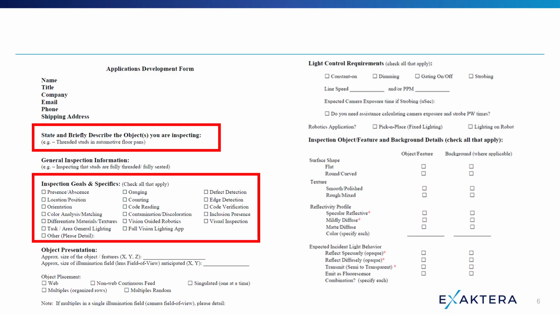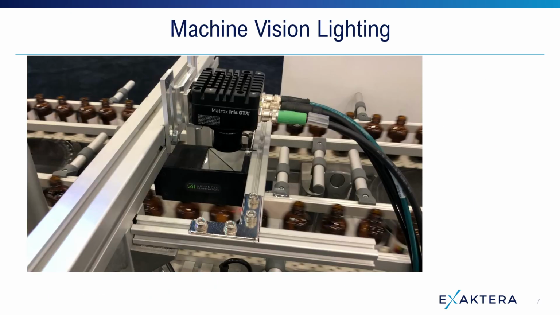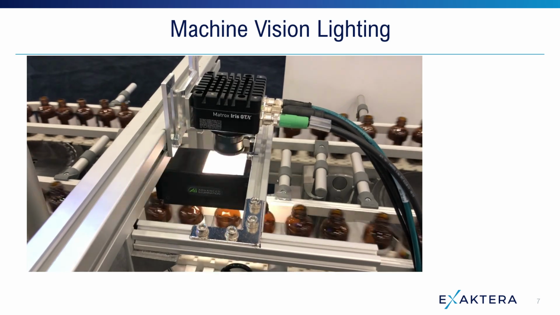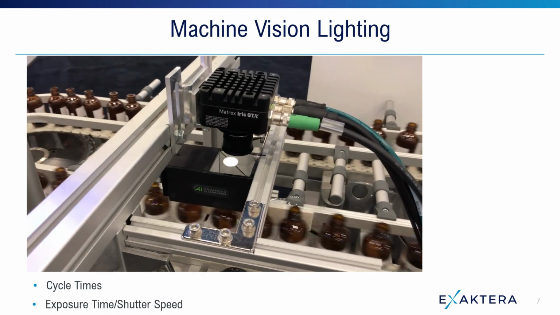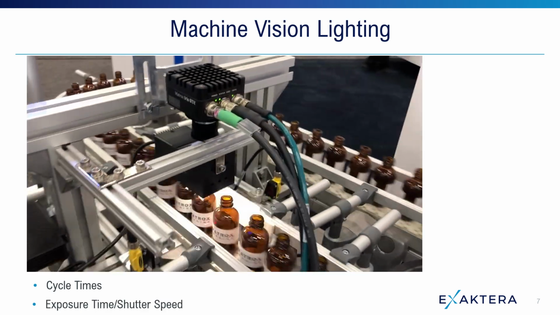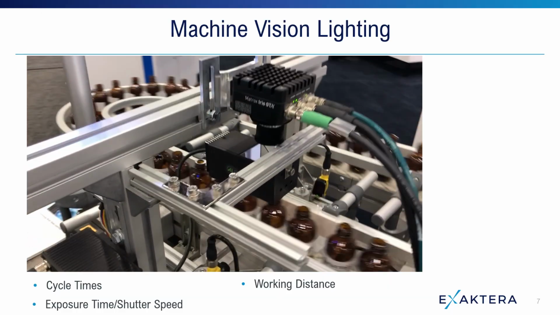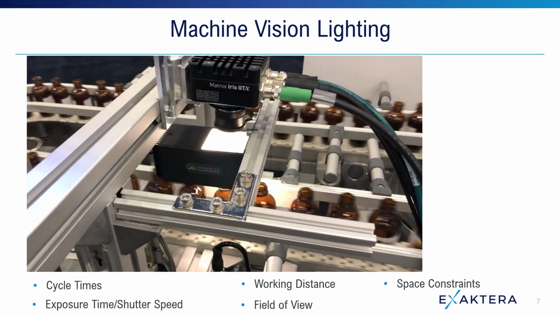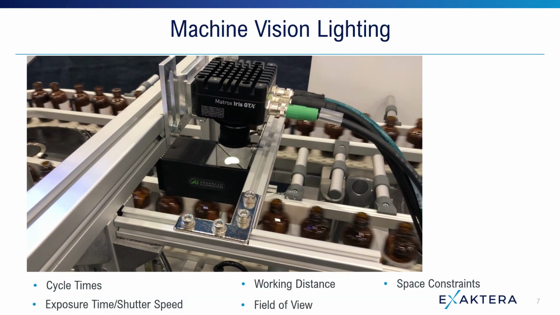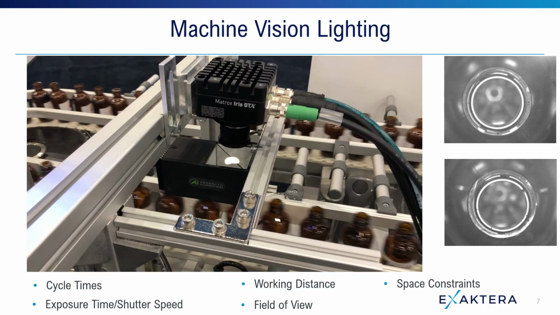Solving an application can sometimes even require the submission of actual samples of good and bad parts. The process of specifying the right machine vision light will likely also include information on inspection cycle times, desired exposure time or shutter speed, as well as the minimum and maximum working distances, your field of view, space constraints within the equipment, and other essential factors, all with the goal of making your application effective, consistent, and robust.